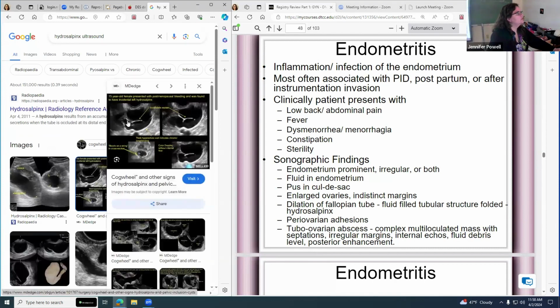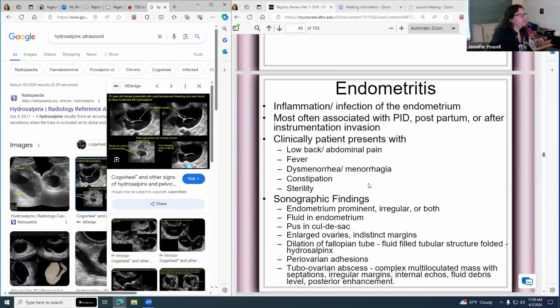So see how it almost looks like, I don't know, kind of reminds me of a sausage that's curled up and it's got these little folds. And also if these have echoes, then it's probably progressed to pyosalpinx, which is pus-filled ovarian tubes.